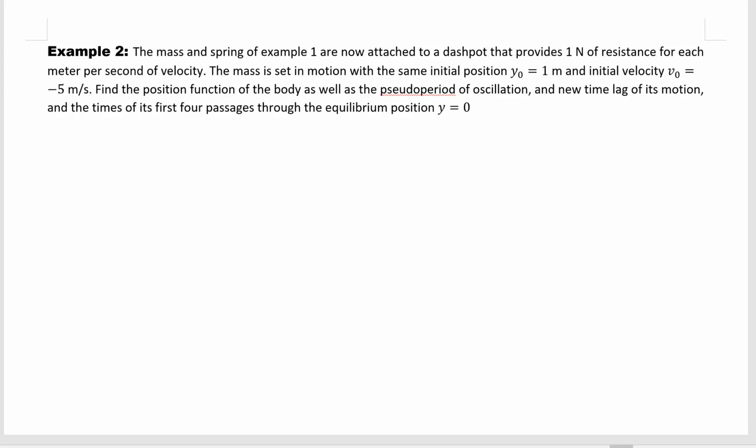Find the position function of the body as well as the pseudo period of the oscillation and the new time lag of its motion and the times of its first 4 passages through the equilibrium position y equals 0.